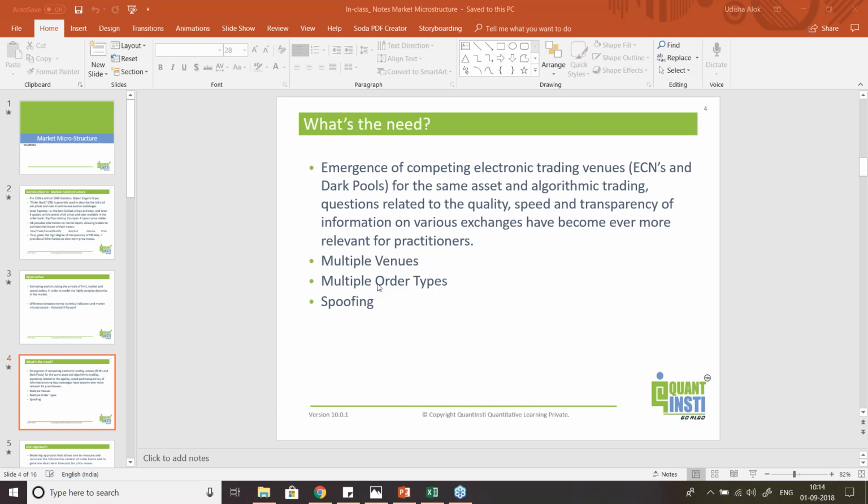And also you don't get any data. So you just have to place your order and hope that you will get a fill. And if you do get a fill, you will get informed. So that's it.